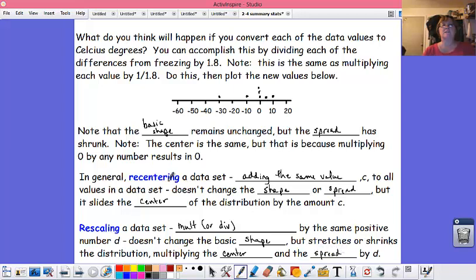So when we recenter, that is when we add the same thing, we change the center, but the shape and spread do not change. If we multiply each item in a data set by the same number, we don't change the shape of the data, but we stretch it or shrink it by a factor of the multiplicand, and we multiply the center by that same amount. So center and spread both get multiplied by D. Kind of interesting.